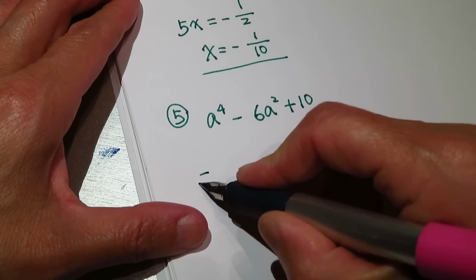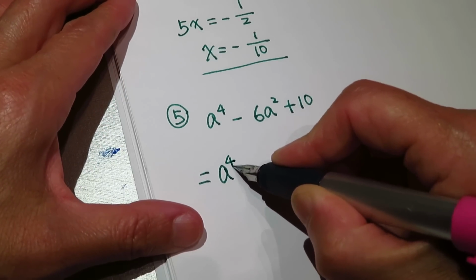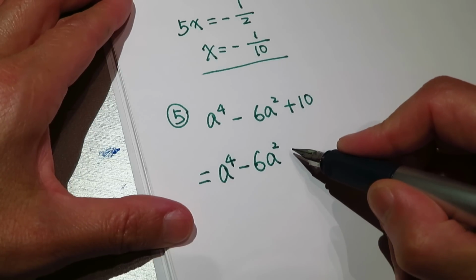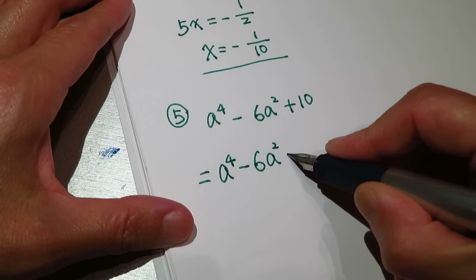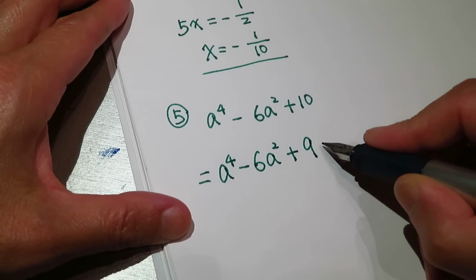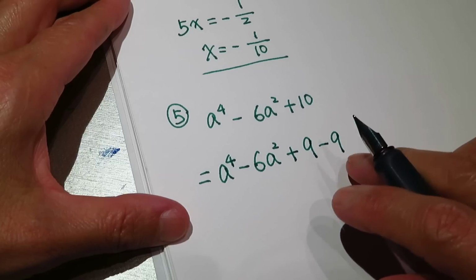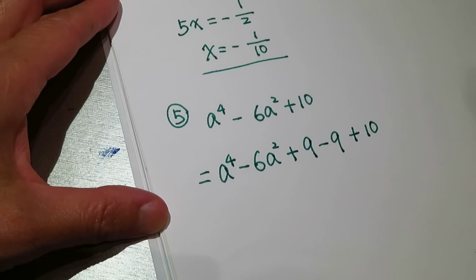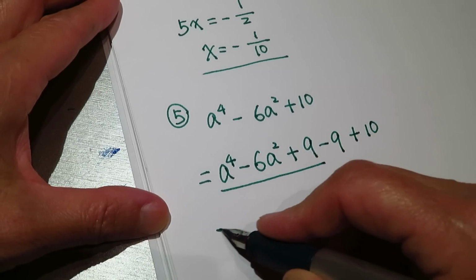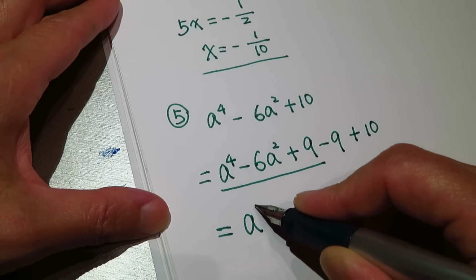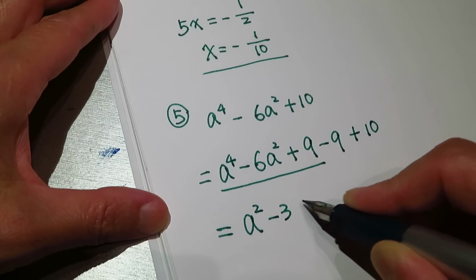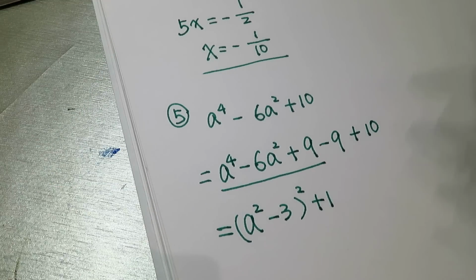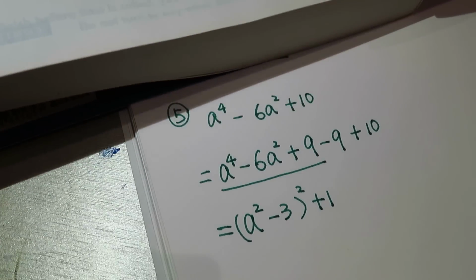Okay, so we can see here this one equal to a to the 4 minus 6a to the power of 2 plus 9 minus 9. We plus 9, we minus 9. We do not change anything, right? But this we can change into a square minus 3 square plus 1. Now we see the answer.